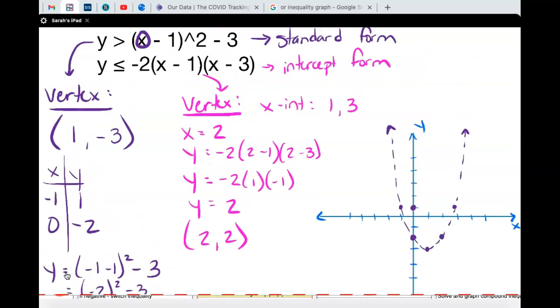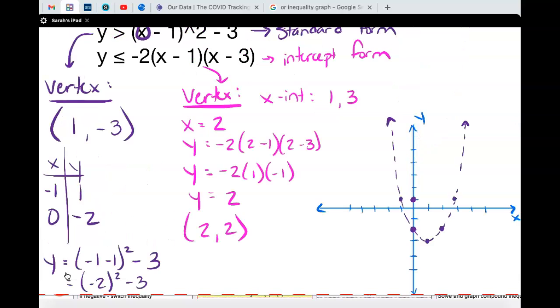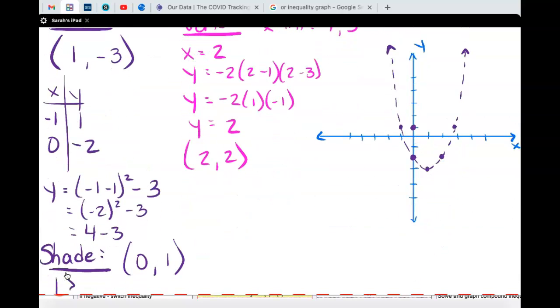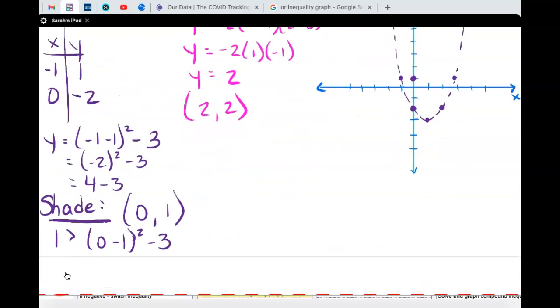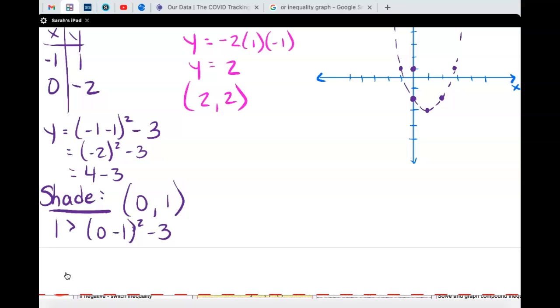Okay, so plugging it into this, we have 1 greater than (0 minus 1) squared minus 3. And we need to simplify this. So 0 minus 1 is -1, squared is 1, minus 3 is -2. So is 1 greater than -2? Yes, true. So we shade inside there.